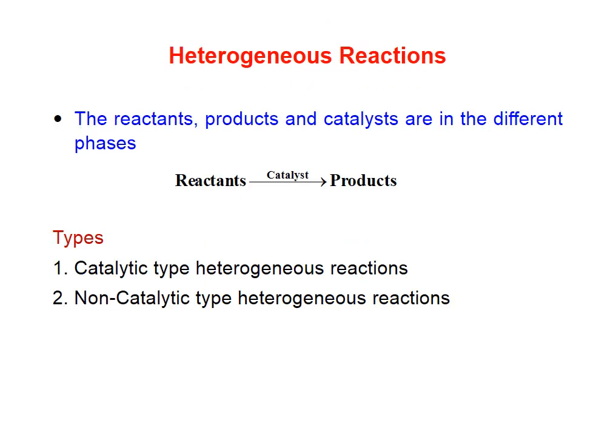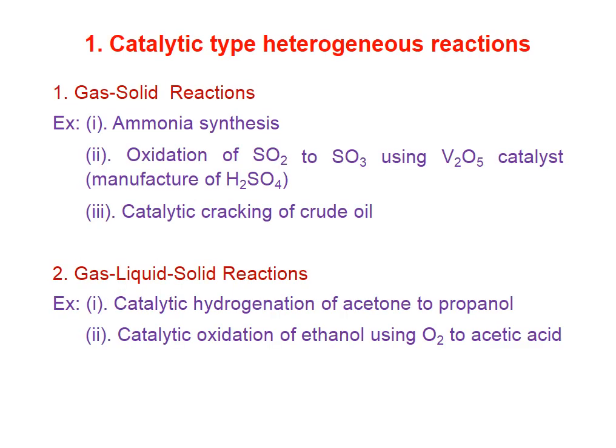isotherms. So basically, what are heterogeneous reactions? It's nothing but the reactant being converted into a product in the presence of a catalyst in different phases. It may be a liquid, a solid or a gas phase. The catalyst plays the major role here in converting a reactant into a product. Basically there are two types of heterogeneous reactions. First is the catalytic type heterogeneous reaction, and second is the non-catalytic type heterogeneous reaction.